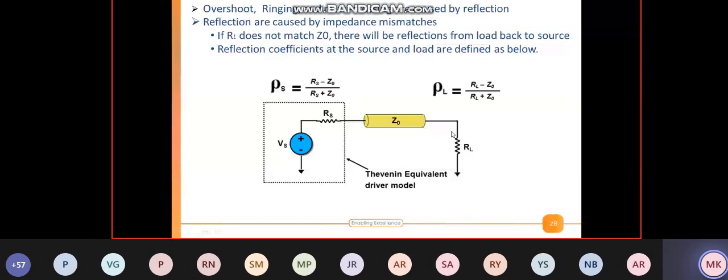The reflection coefficient at the source side can be simply calculated as the series impedance seen by your IC output driver, RS, minus your transmission line impedance Z naught, over RS plus Z naught. Likewise, you can also calculate the reflection coefficient seen at your load side.